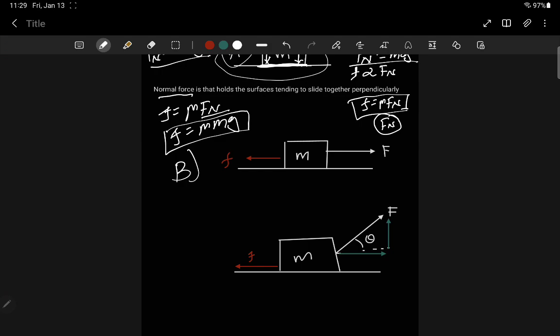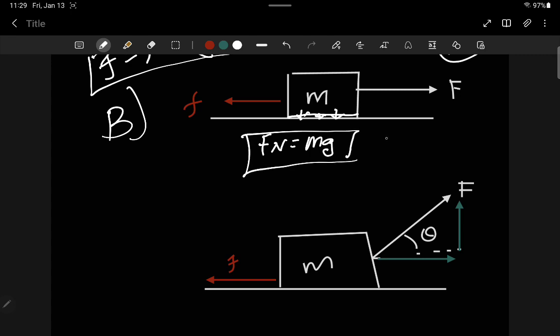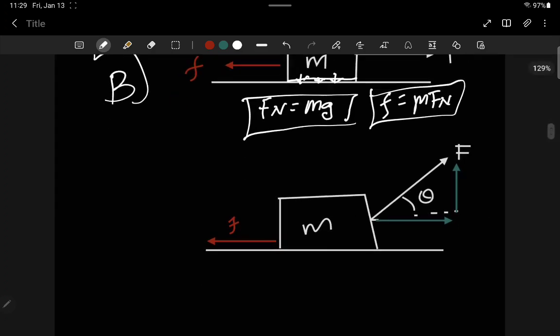In this case, we are going to talk about the normal force, the frictional force, the net force, and the acceleration. The normal force is the force that holds two surfaces together perpendicularly. Here, the force that holds the surfaces together is only the weight of the mass above, meaning the normal force is again equal to the weight, mass times gravity. This is one important thing to note. The frictional force is defined as mu times the normal force.